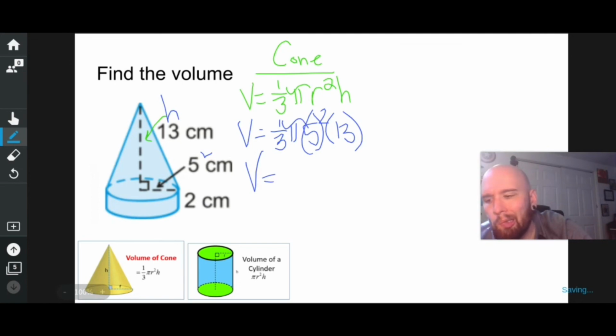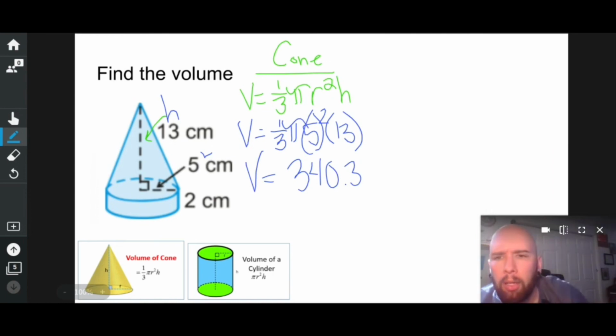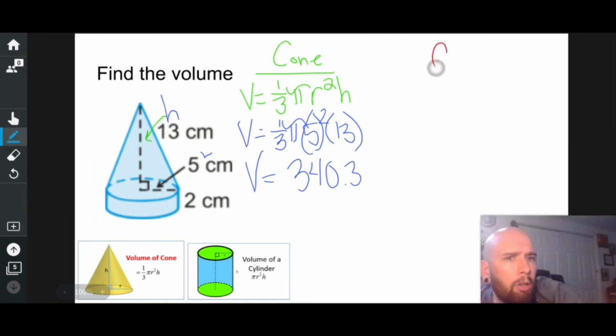The answer is approximately 340.339. So 0.339 is going to be 0.3. And that's going to be centimeters cubed. I'll wait to write that out until the very end. That's my cone. Now I must find my cylinder.